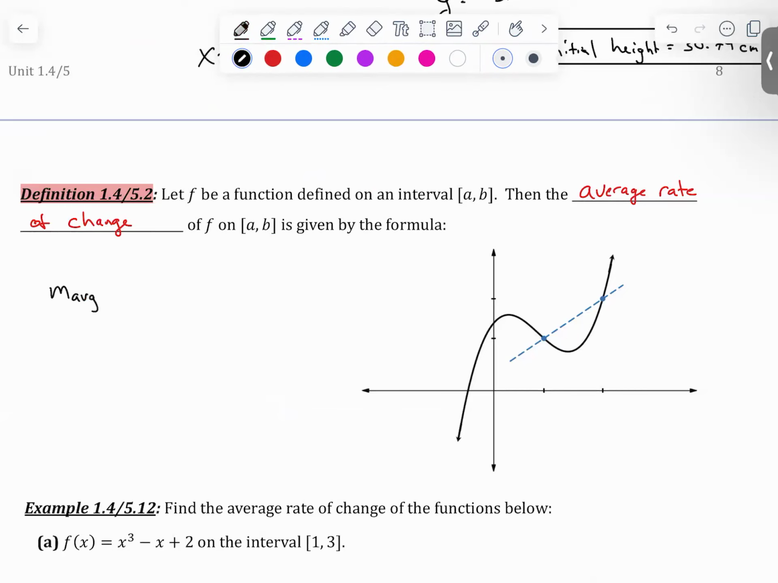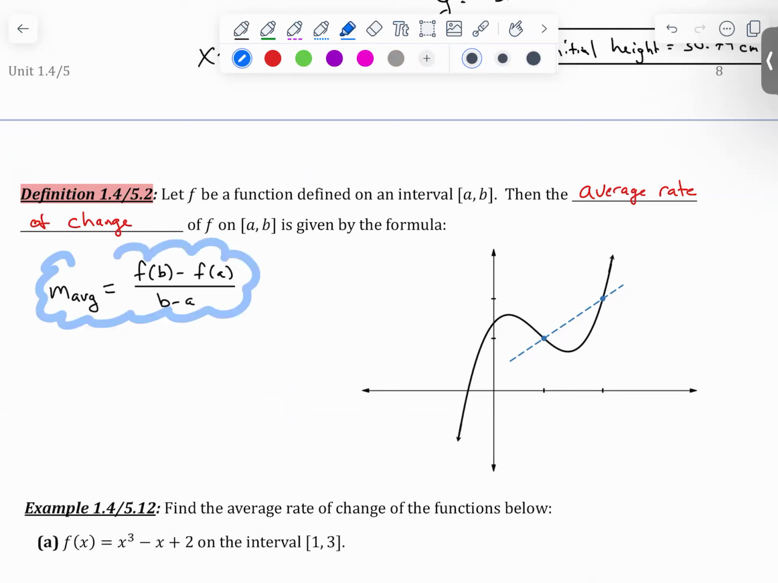M sub AVG. Some people write M sub secant, M sub SEC. I like to use M sub average is equal to F of B minus F of A, all divided by B minus A. That is the average rate of change formula. Now, I know what you're thinking. Whoa, whoa, whoa, Phil, that's a new formula. No, it's not. It really isn't. This is just the slope formula with function notation. I'll explain.